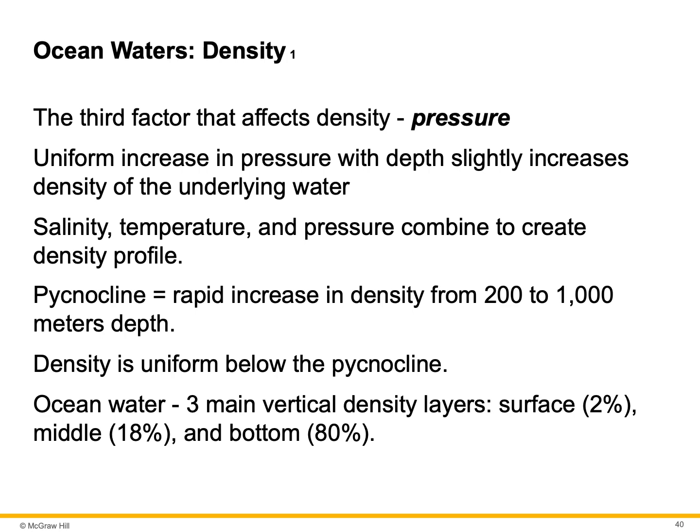Ocean water has 3 main vertical density layers. There's the surface, which is about the top 2%, the middle, which is 18% of the ocean, and the bottom is 80% of the rest of the water.